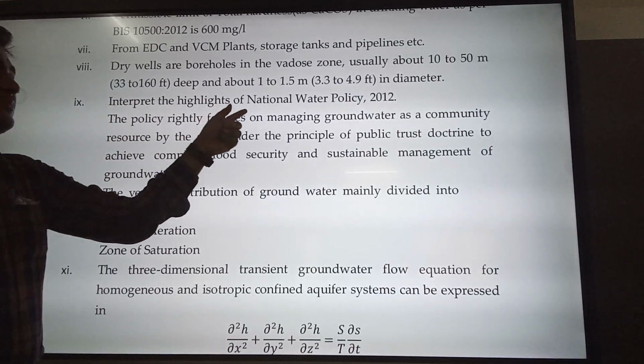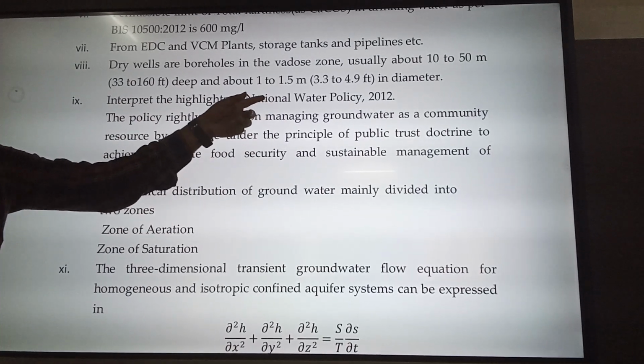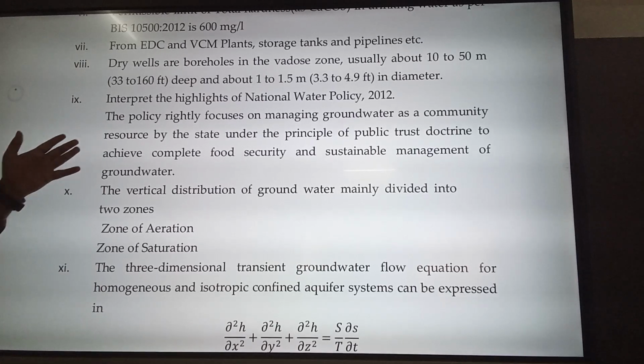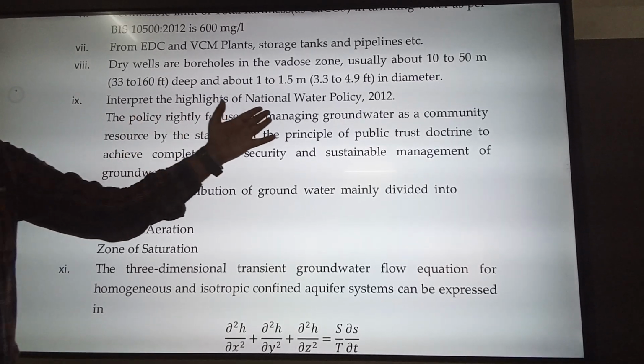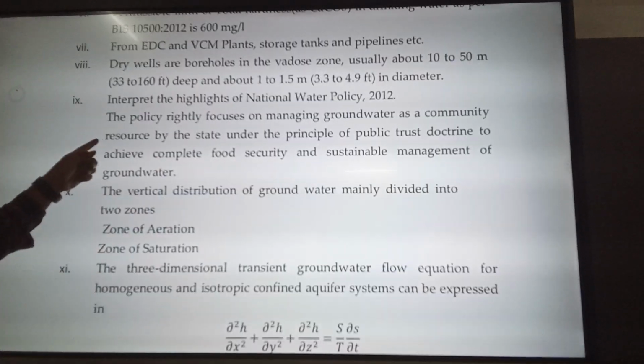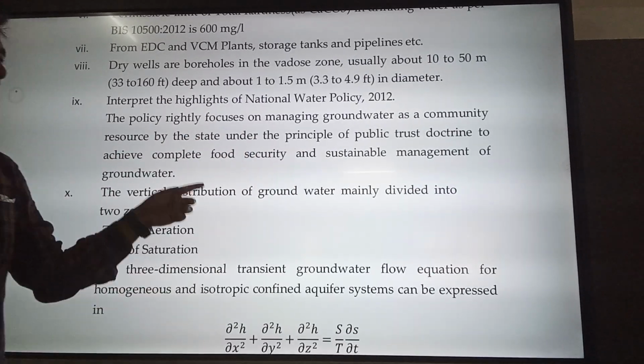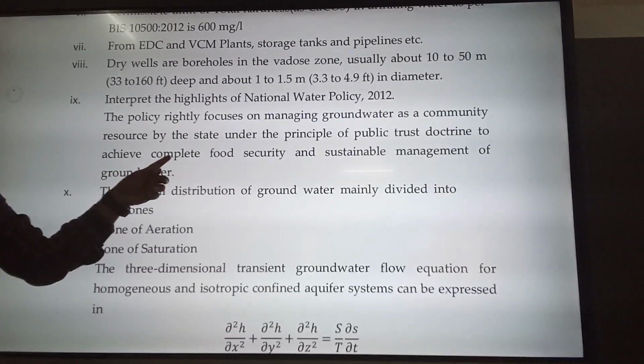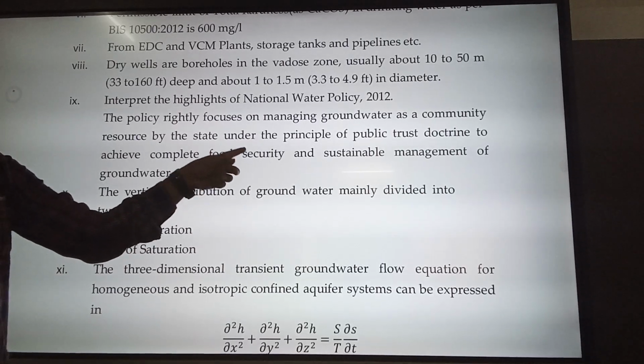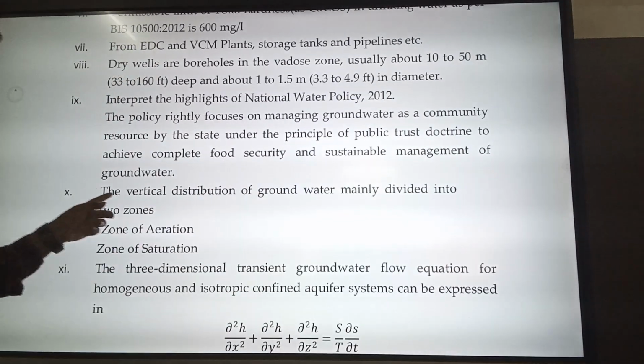Interpret the highlights of the National Water Policy 2012. The policy rightly focused on groundwater management as a community resource by the state under the principle of public trust, required to achieve complete food security and sustainable management of groundwater.